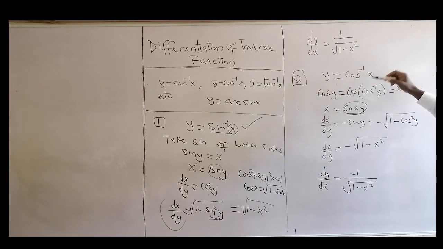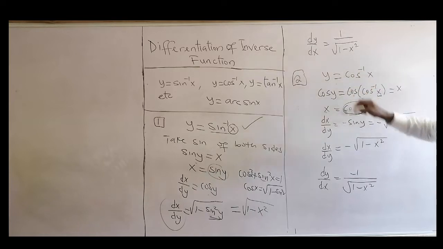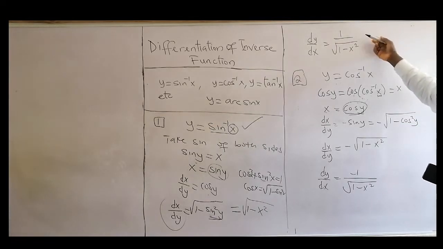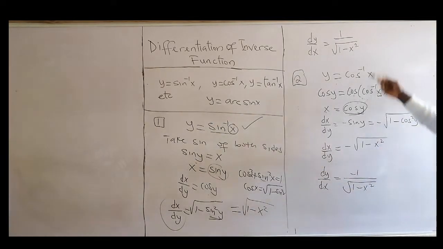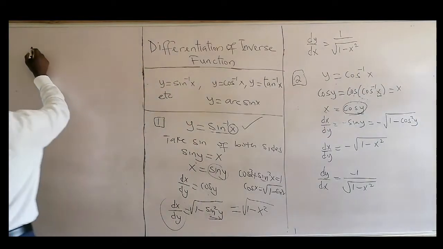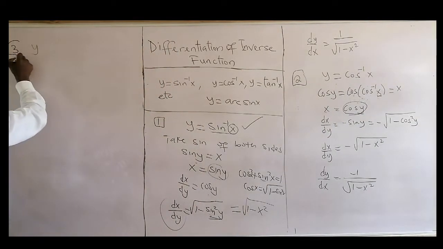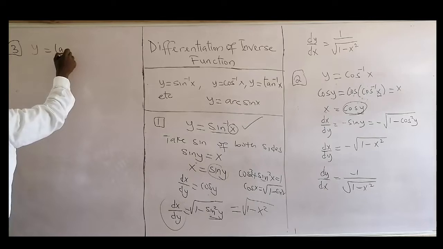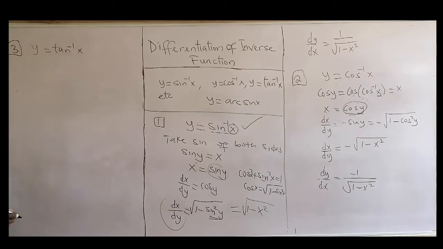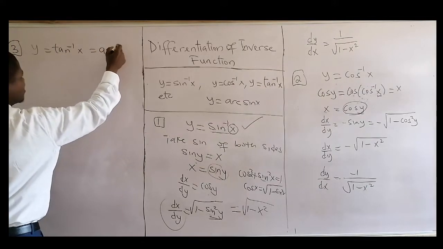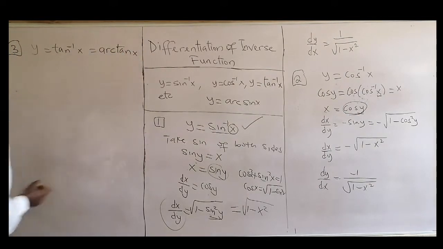That's the differential coefficient of the inverse of cosine. The inverse of cosine and sine give the same result; it's just that this is positive and this is the negative of that. So let's go to the third one. Let's get the differential coefficient of the inverse of tangent, arc tan x. This is the pronunciation: arc tan x.